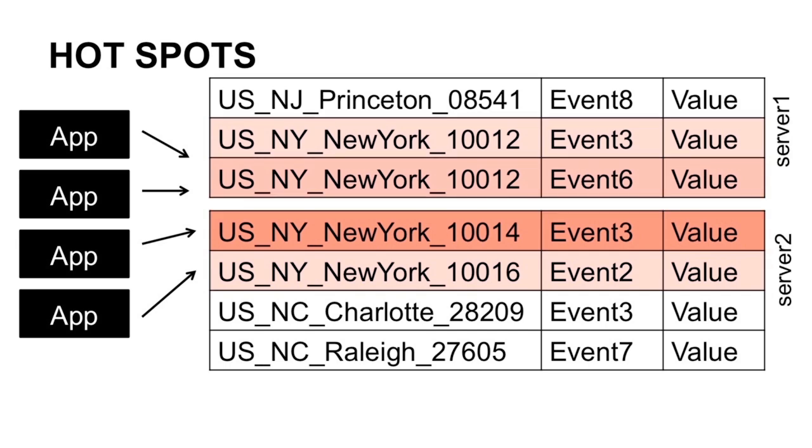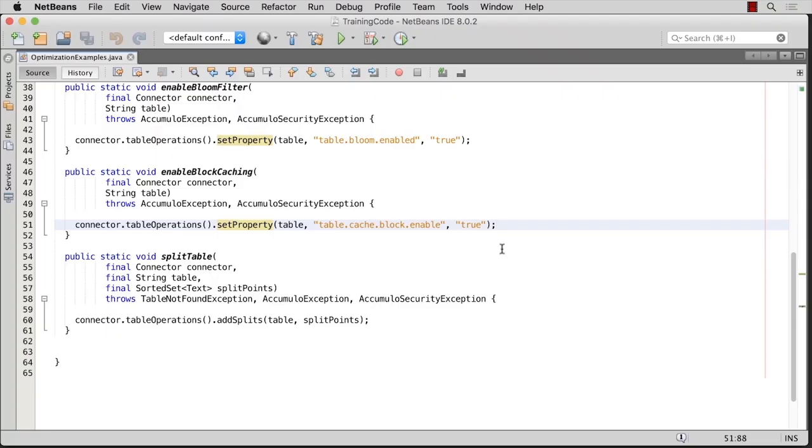We might choose to manually split our table so that the tablet containing all the zip codes within New York or LA are split into different tablets. This will allow the Accumulo master to distribute the tablets containing those rows to different tablet servers so that all of the information for New York isn't being handled by just one server. To manually split a table, we just need to tell Accumulo which set of row IDs we would like to split a tablet on using the add splits method.